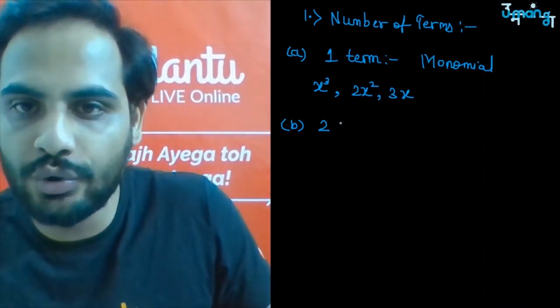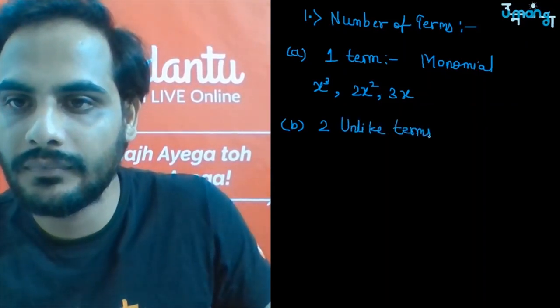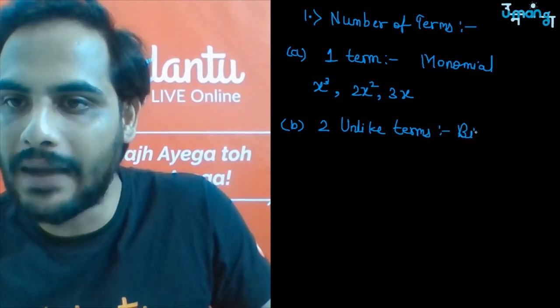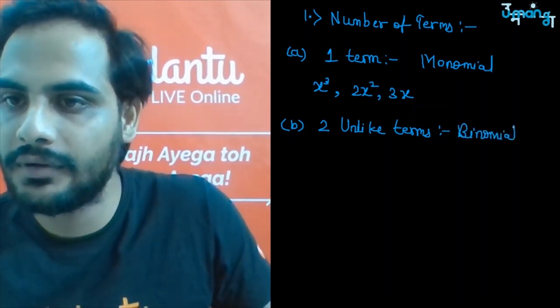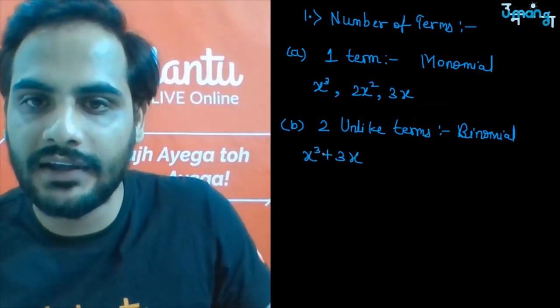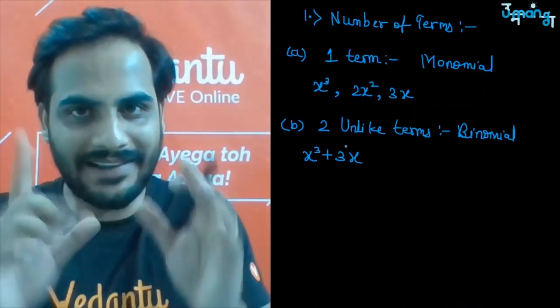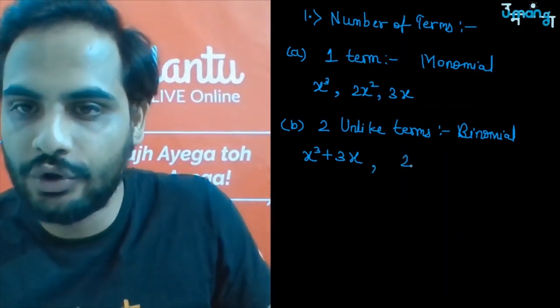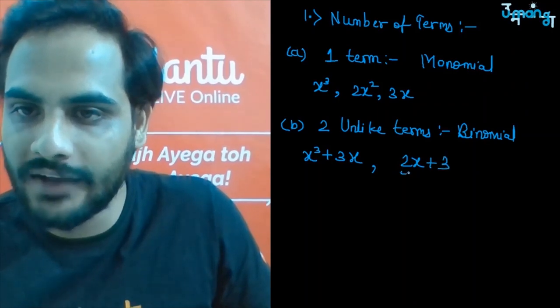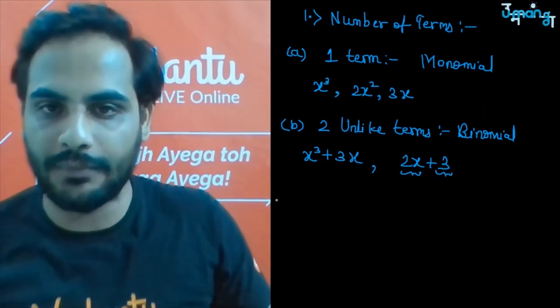So if there are two unlike terms, then it will be called a binomial. For example, let us say x cube plus 3x. Now here you will see x cube, power of x is 3, and in 3x, power of x is 1. You cannot add them. So there are two terms. 2x plus 3. 2x is one term, 3 is another term. So there are again two terms. So it will be a binomial.